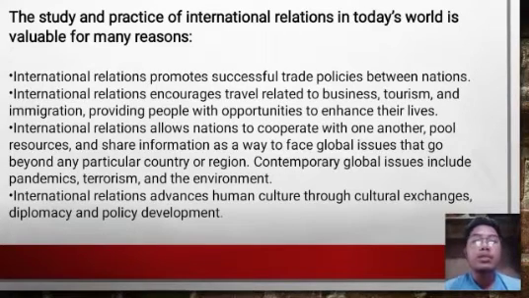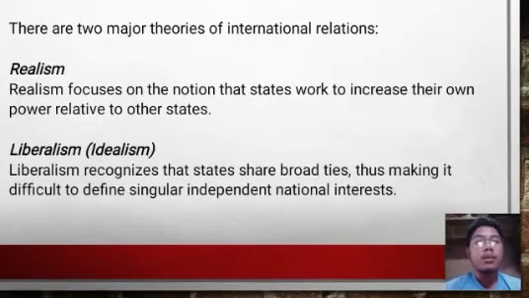Contemporary global issues include pandemics, terrorism, and the environment. The last is that international relations advance human culture through cultural exchange, diplomacy, and policy development. There are two major theories of international relations: realism and liberalism, or idealism.